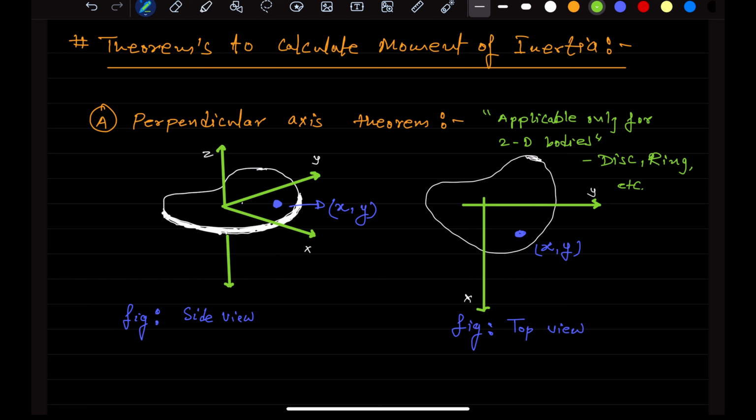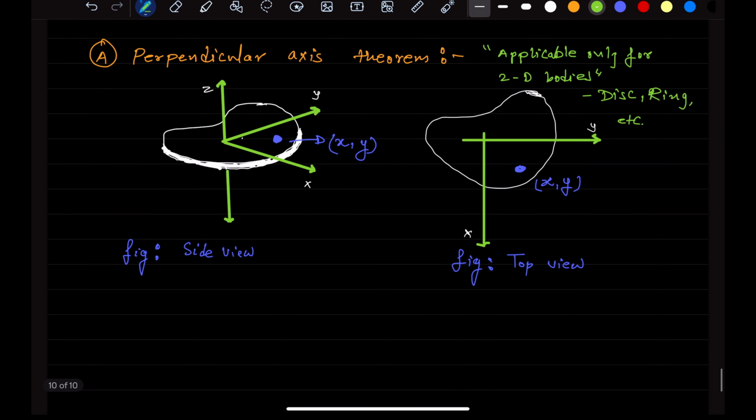Right? And here I have taken an example. This is a rigid body, and this is the side view of this rigid body, where the x-axis and y-axis are passing through the plane of this body, and the z-axis is perpendicular to the plane of this body. And if you look from the top view, this is the x-axis and this is the y-axis, and they are passing through the plane of the body, and the z-axis is perpendicular to that. Okay. Now let's find out the moment of inertia of this body about the x-axis.